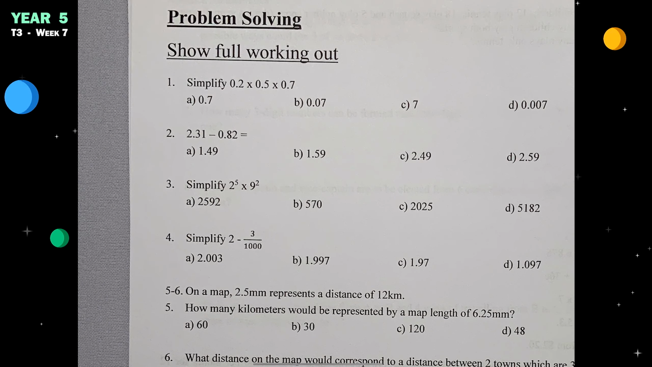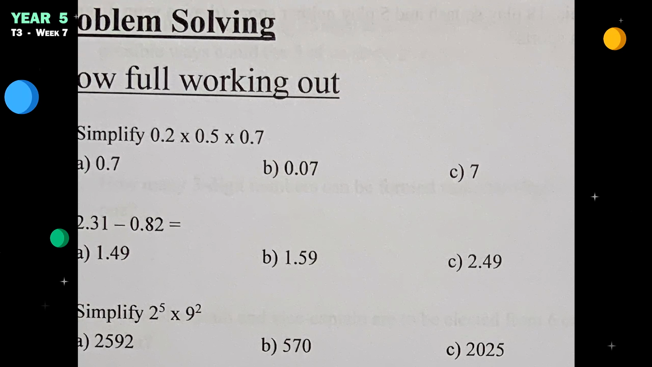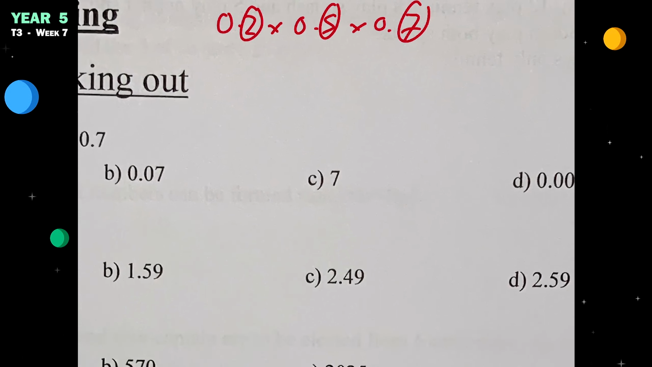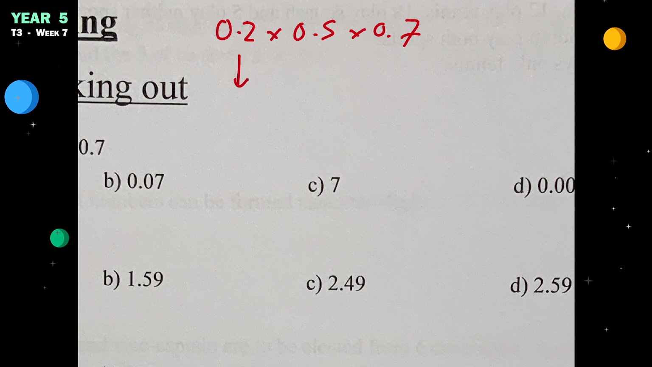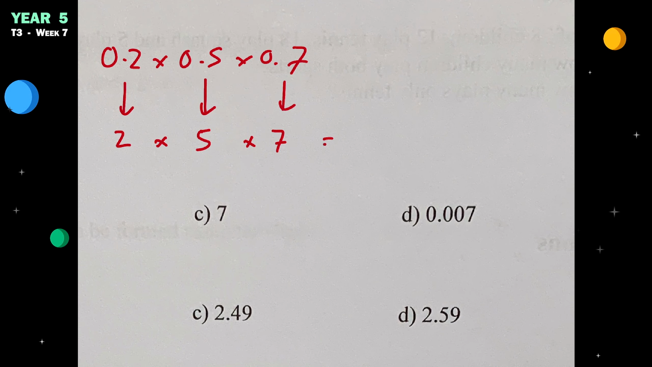It says show full working out, simplify. So let's just multiply them. We've got 0.2 times 0.5 times 0.7. Just do for me 2 times 5 times 7, because I'm going to turn them all into whole numbers. 2 times 5 is 10. 10 times 7 is 70.